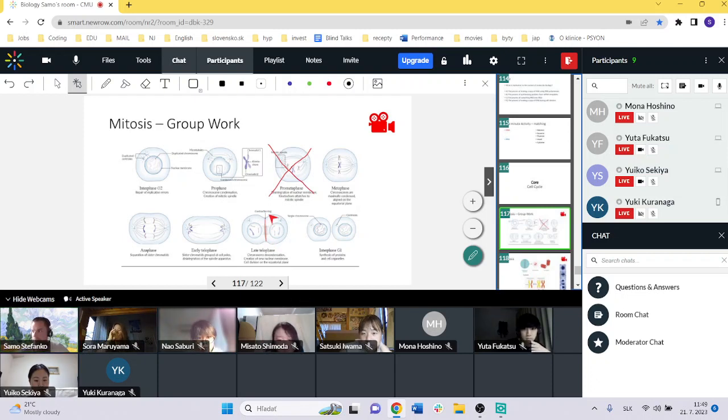Cytokinesis. Sometimes, or in some resources, as the video showed us, cytokinesis is differentiated as an individual or separate phase. Some resources just include cytokinesis in telophase. So it depends also on the resource you are studying from.